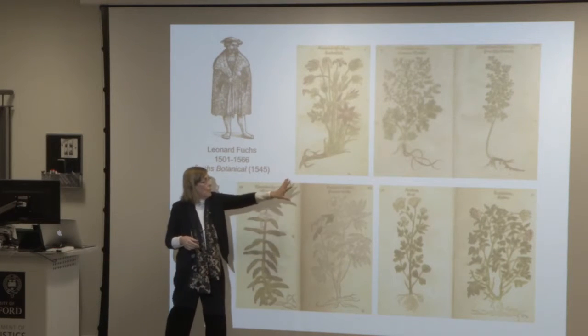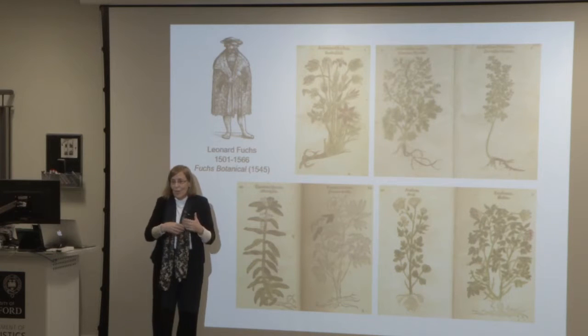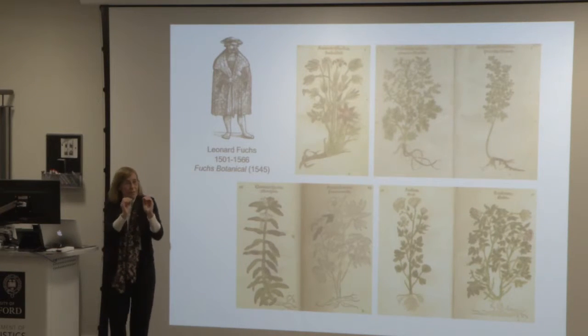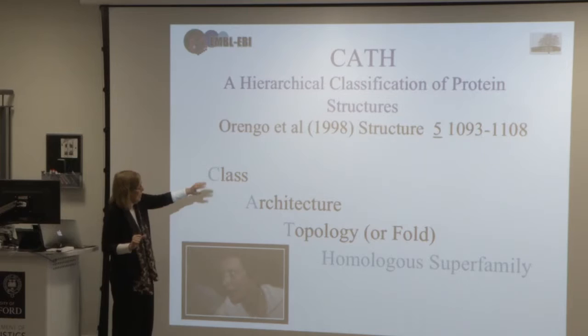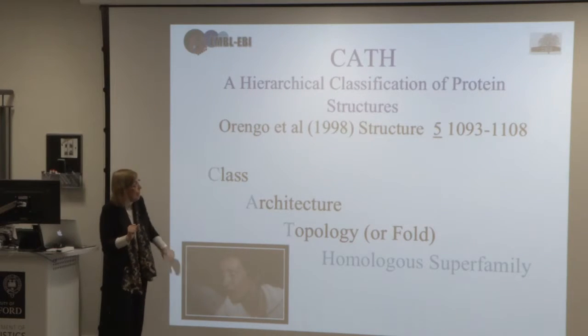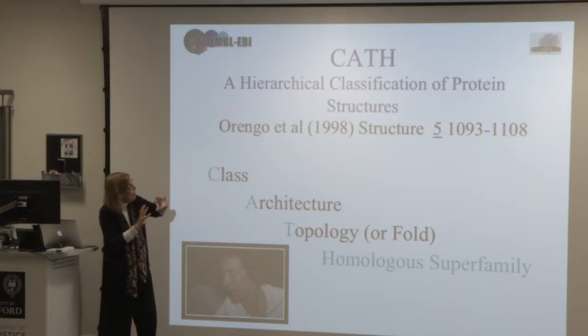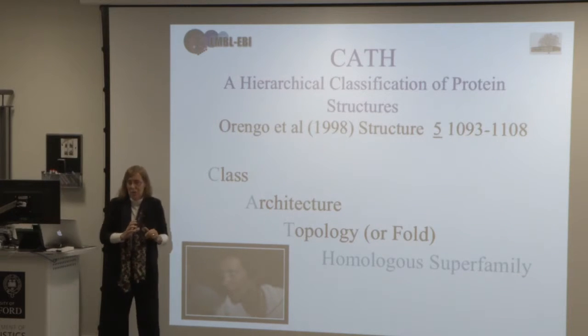And this is almost identical to what people did with plants or with animals in terms of trying to classify them into their different species in some way. And so we developed the thing that Charlotte mentioned, CATH, and this was very much with Christine Orengo, who still looks after CATH at UCL and has made it really excellent, which provides us a classification of these structures.